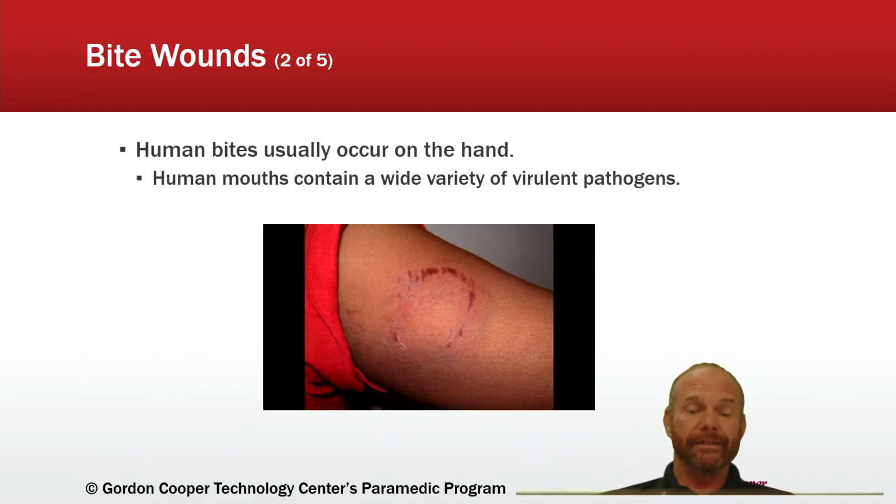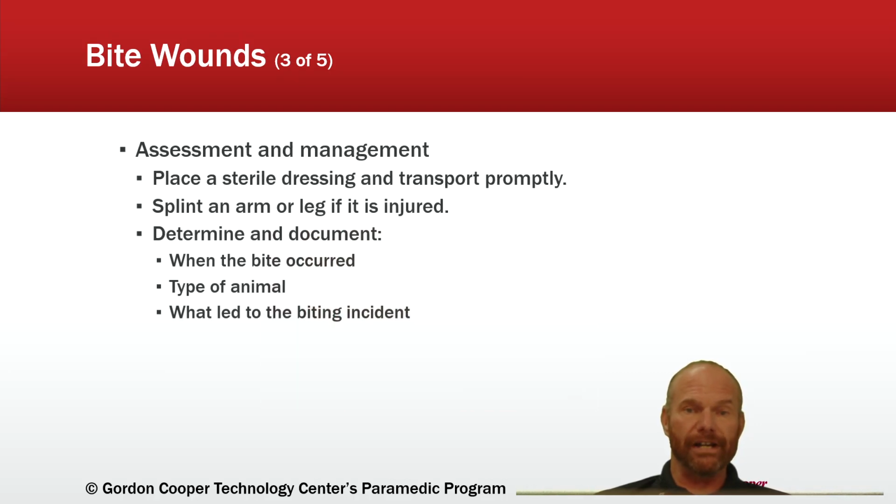Human bites, if you've been on the ambulance or any type of 911, you know that these can occur at times. They usually occur on the hand. Human bites contain a wide variety of virulent pathogens. So any human bite that penetrates the skin should be considered a serious injury.